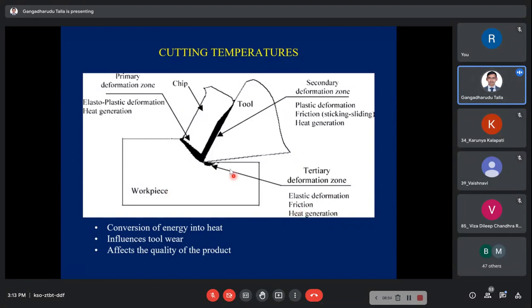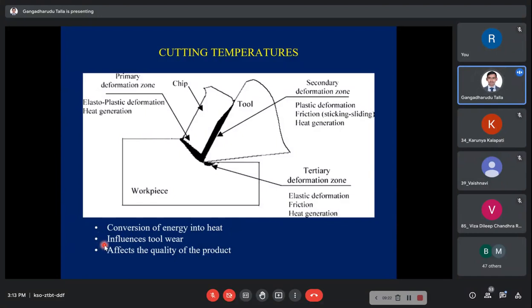There will be friction between the cutting tool and the workpiece here, and due to that, heat is generated. Now what is happening during cutting is conversion of energy into heat. Whatever energy you are supplying, most of it is converted to heat.